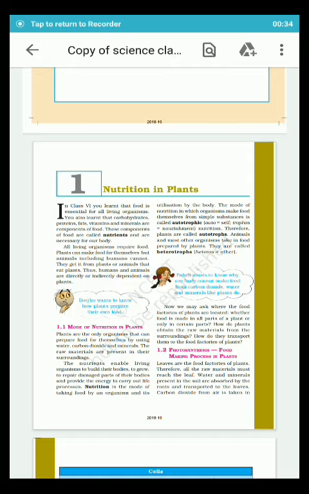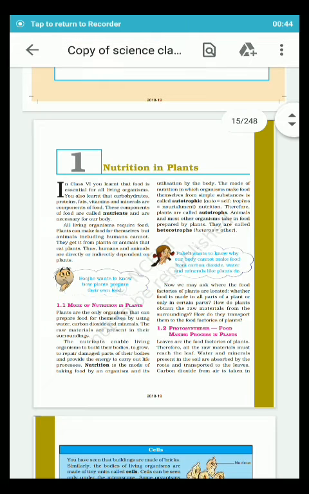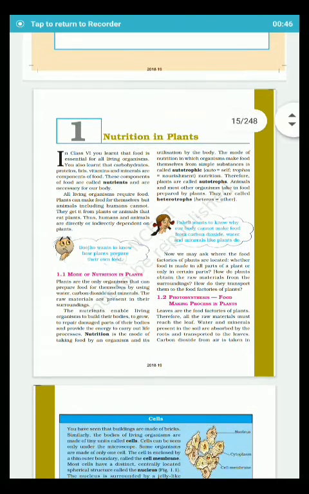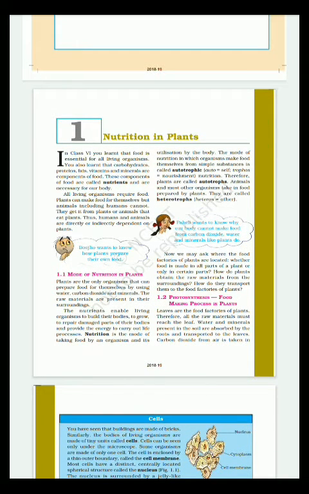All living organisms require food. Plants can make food for themselves, but animals, including humans, cannot. They get it from plants or animals that eat plants. Thus, humans and animals are directly or indirectly dependent on plants.